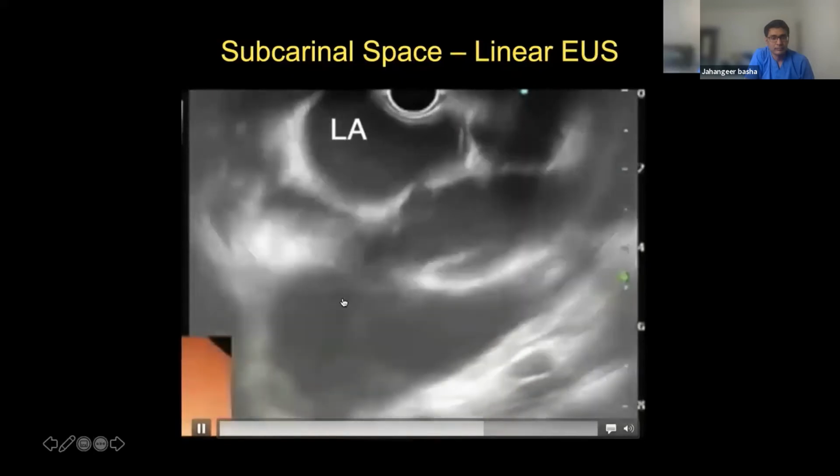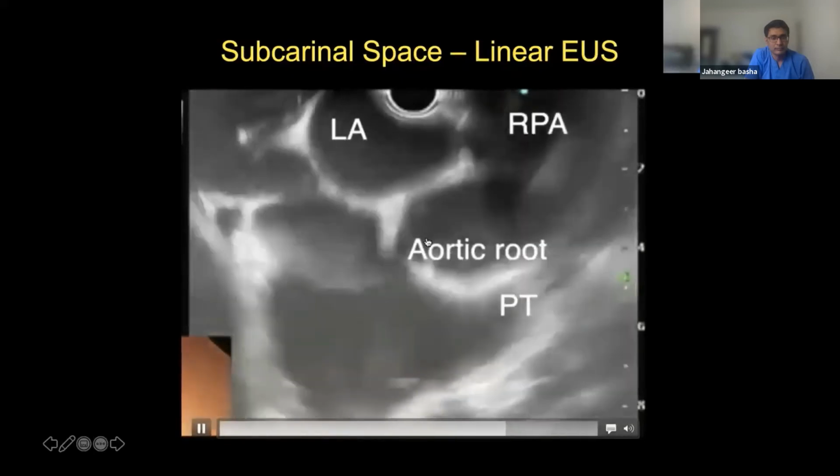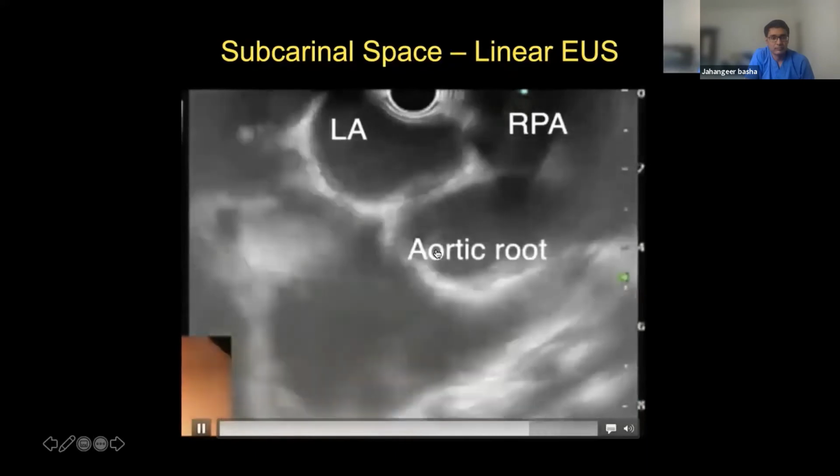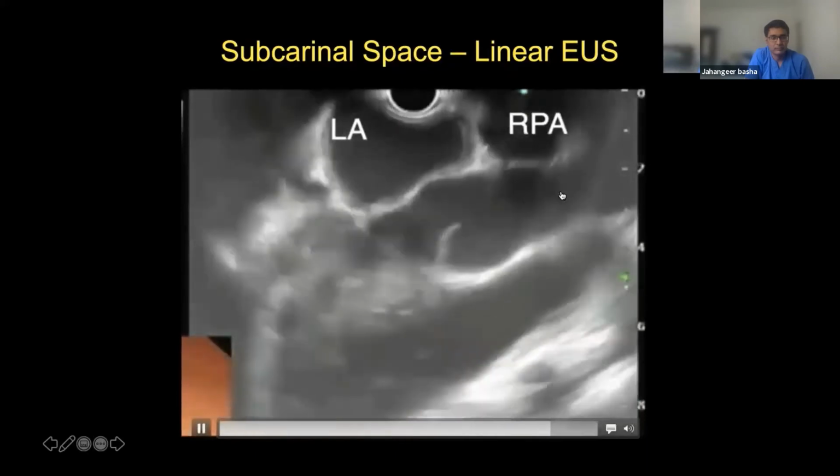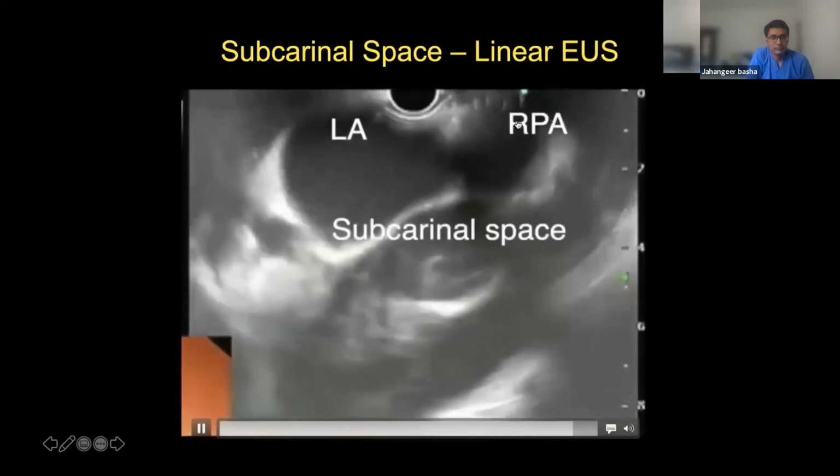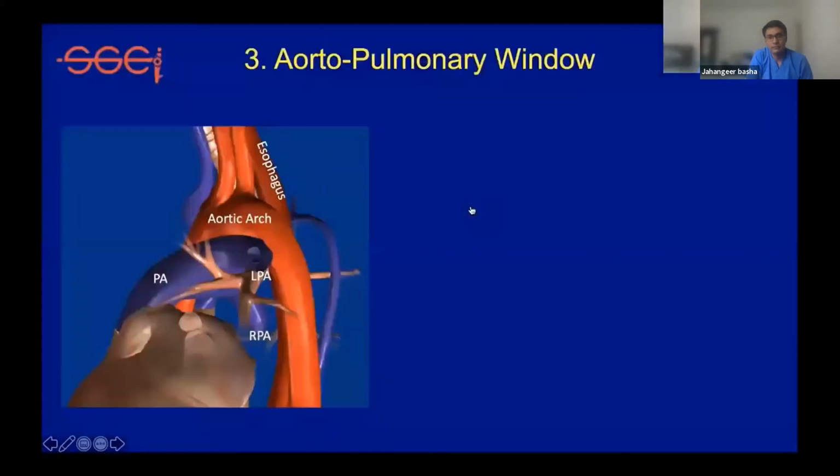From the left ventricle, if we again give a clockwise start, we can come back to the aortic root, and also the pulmonary trunk, which we can see giving rise to the right pulmonary artery. So the space between the left atrium and the right pulmonary artery is the subcarinal space. The next most important station is the aortopulmonary window, which is located between the aortic arch and the left pulmonary artery.